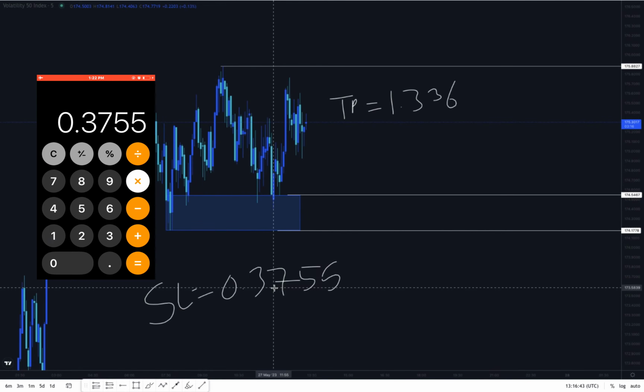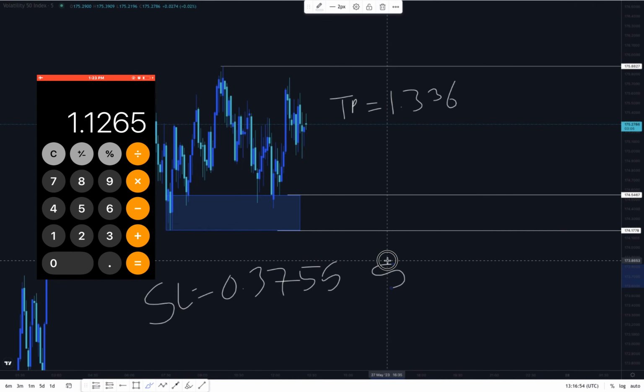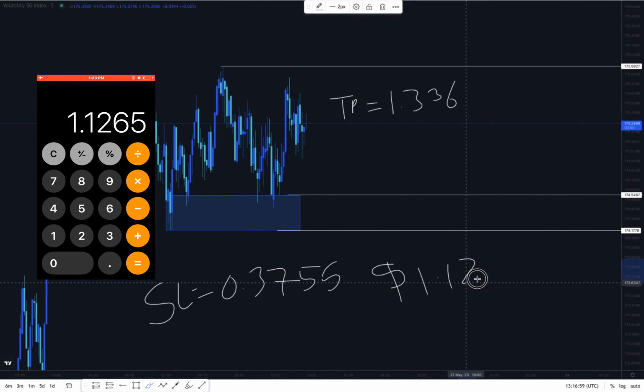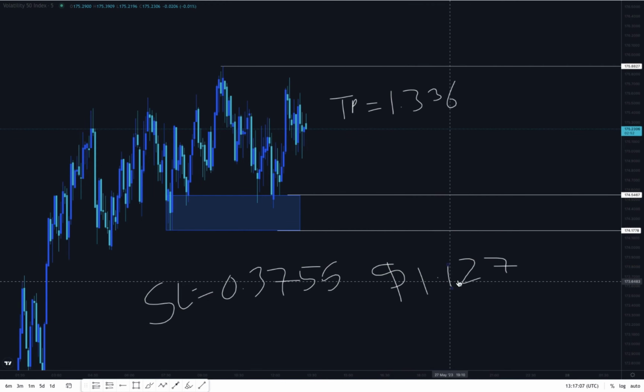All right, so equal to. This is going to be the amount of money we will lose if this particular trade comes to stop loss. It's going to be 1.127, approximately $1.13. So 1.127 is the amount of money that is locked into these pips. From here to here is 0.3755 pips, but in dollars it is 1 point that.